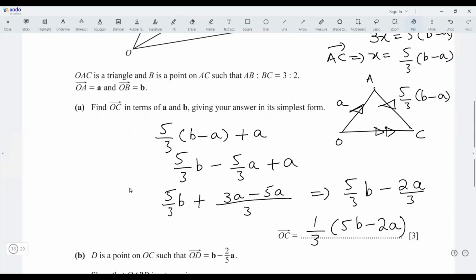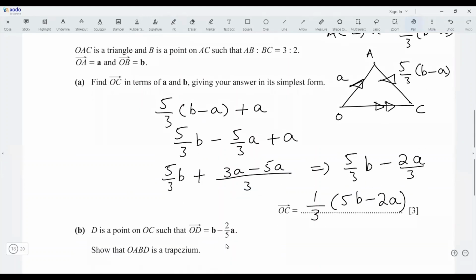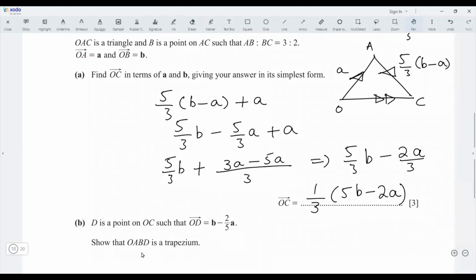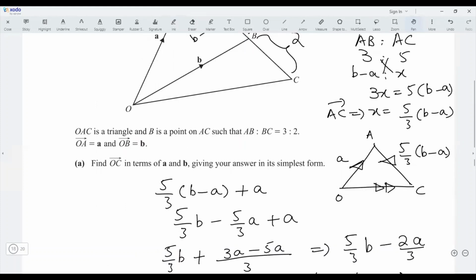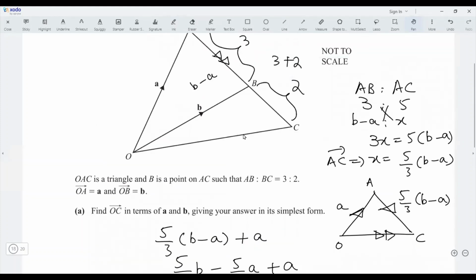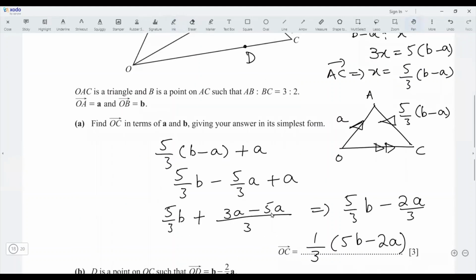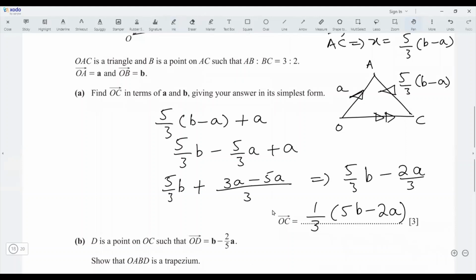If D is a point on OC such that OD is b minus 2 by 5 of a, show that OABD is a trapezium. D is any point on OC, and they are saying that it is b minus 2 by 5 a. If we simplify, it is basically looking like this: 5b minus 2a over 5. It's actually 1 by 5th of (5b minus 2a).